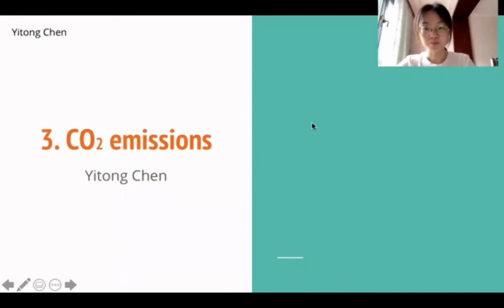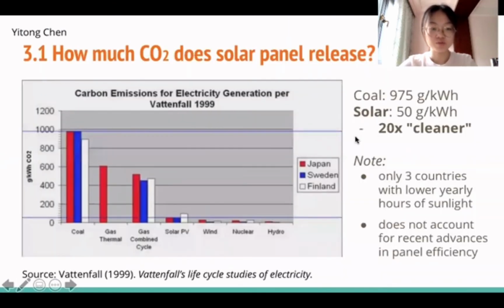Hi, I'm Yitom. Although no carbon dioxide is produced through the power generation process from the solar panels themselves, their manufacturing process does release a certain amount of carbon dioxide because solar panels are made primarily of silicon, and this material requires high levels of heat for proper shaping.